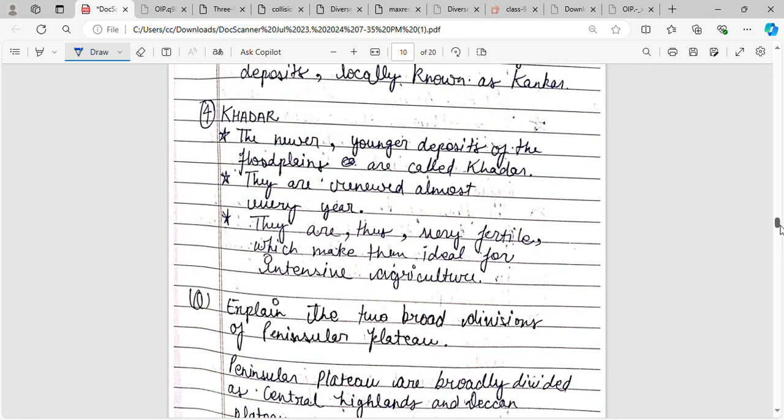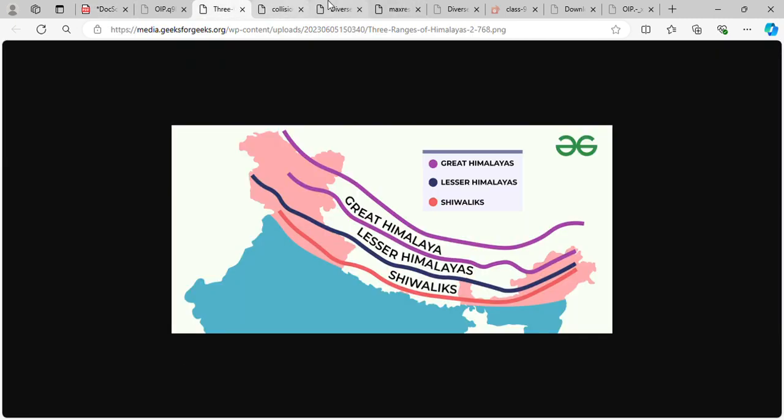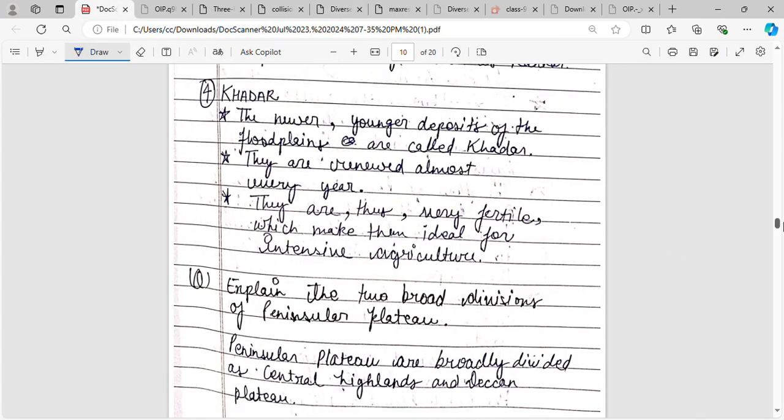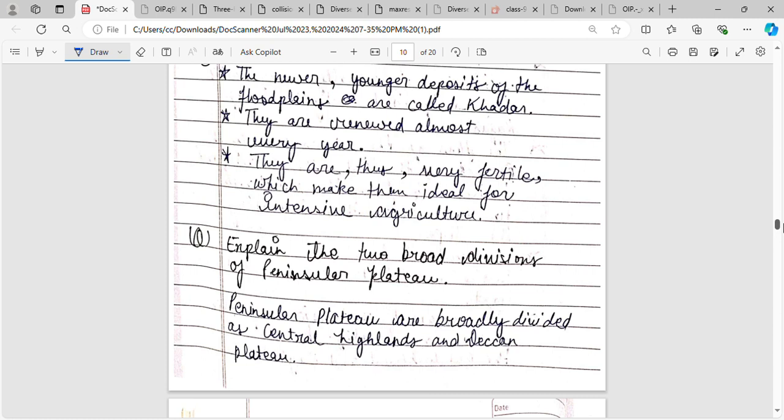The next is Khadar. The newer, younger deposits of the floodplains are called Khadar. The newer and younger deposits of these floodplains are known as Khadar. They are renewed almost every year. They are thus very fertile, which makes them ideal for intensive agriculture. The Khadar region is ideal for agriculture.